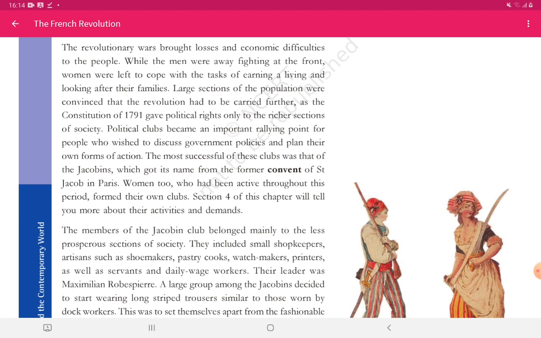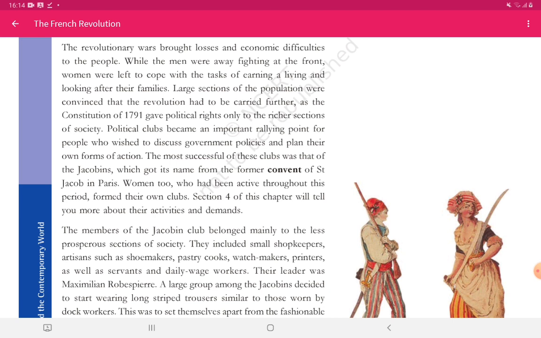Women too had been active through this period and formed their own clubs. These were different clubs of women, which we will discuss in section 4 of this chapter. Now we will see the composition of the Jacobin Club, which is itself a three-mark question.